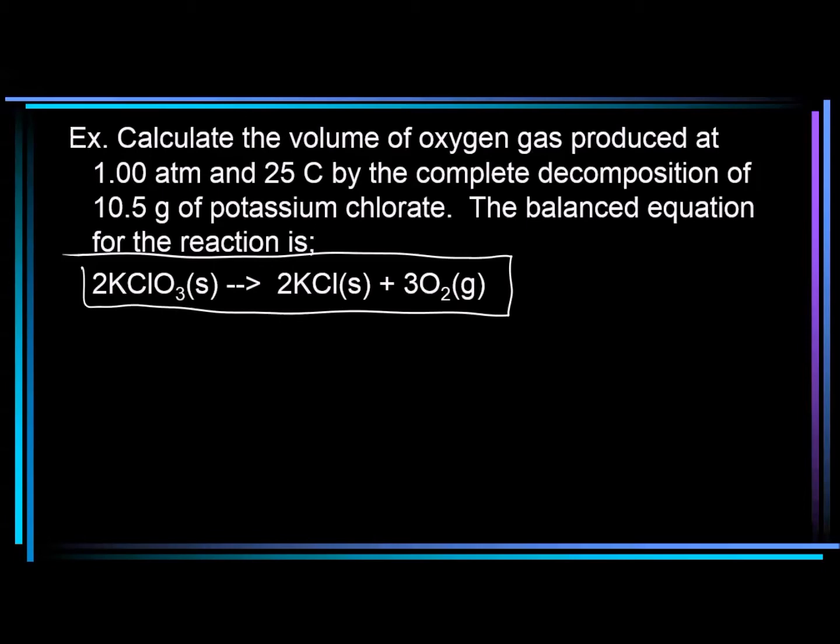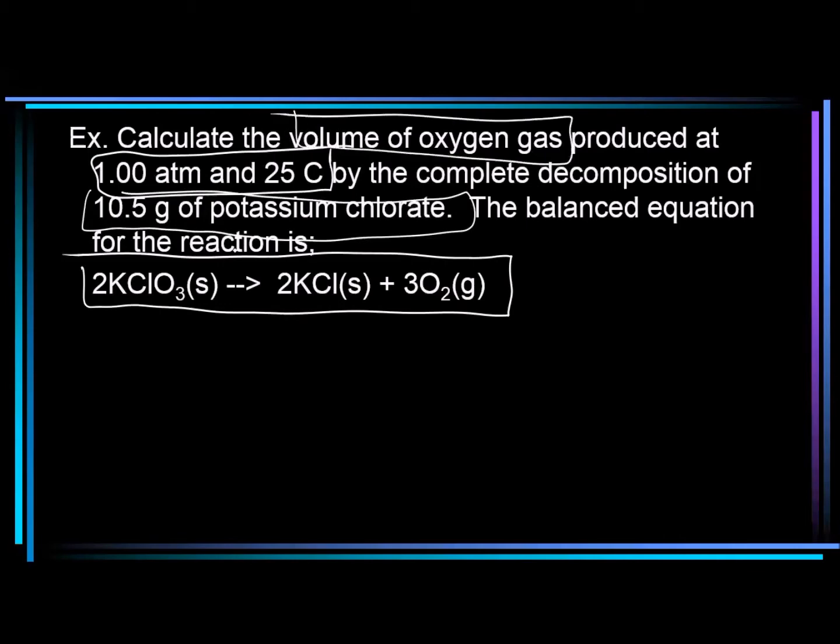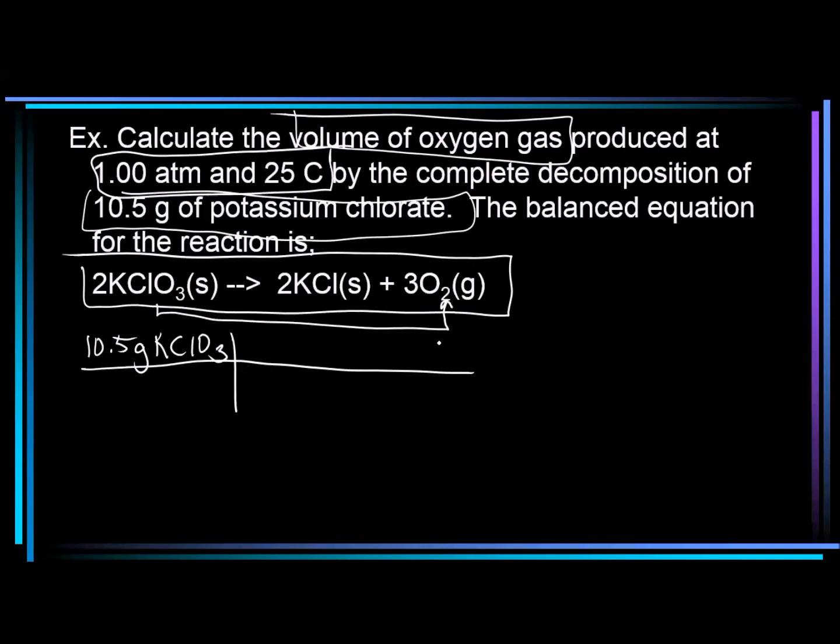Okay? Here we go. Calculate the volume of a gas produced at 1 atmosphere and 25 degrees C. So far I'm thinking, hey, I need the ideal gas law. By the complete decomposition of 10.5 grams. So they want the volume of gas. If they give me 10.5 grams, oh, this is a train track question. So I begin with 10.5 grams of KClO3. I do not want it to be in KClO3. I need it to be in oxygen. So I'm going to have to travel to that land.